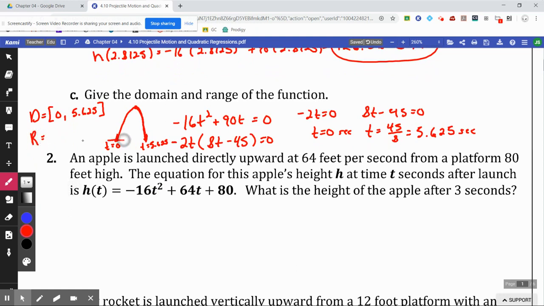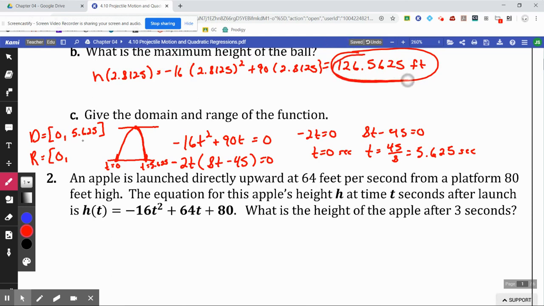The lowest that this ball goes to the highest that this ball goes here is going to be the range. And we know already the lowest is going to be 0. And we actually just found the highest. That's going to be 126.5625. And that's going to be the range of your function.